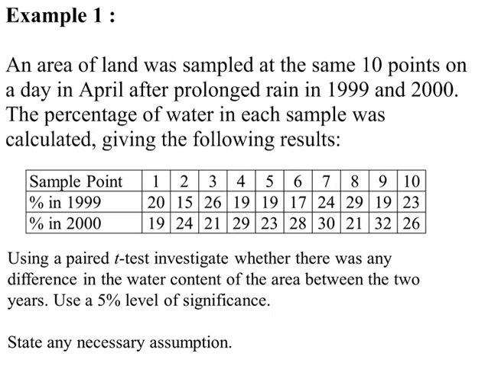Example 1. An area of land was sampled at 10 different points. So we've got 10 pairs of data values. The percentage of water was calculated in each of these 10 points for 1999 and for the same points again in 2000. So we're going to use a paired t-test to investigate a difference in the water content. So this is a two-tailed test using the 5% level of significance.